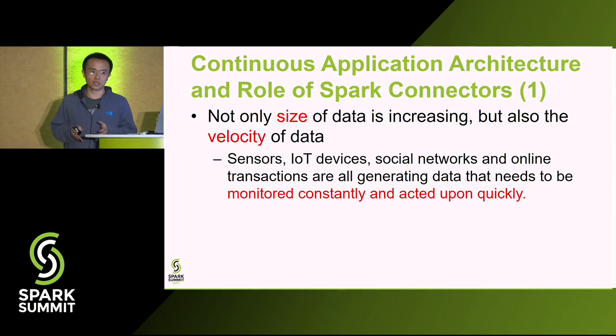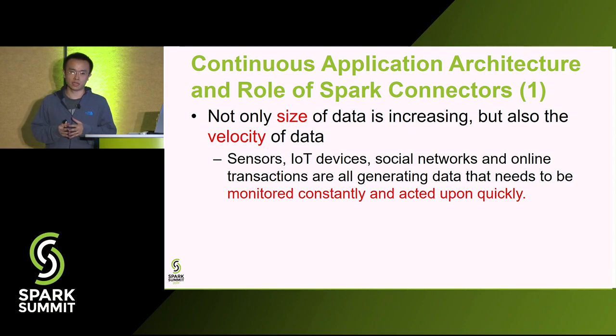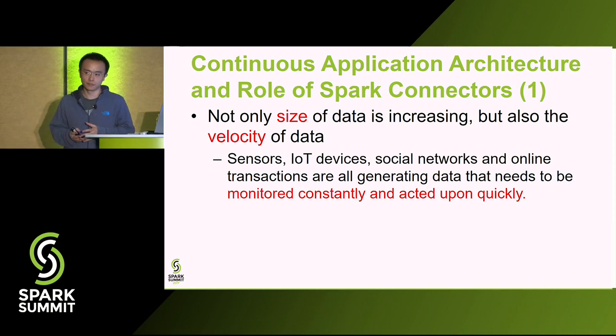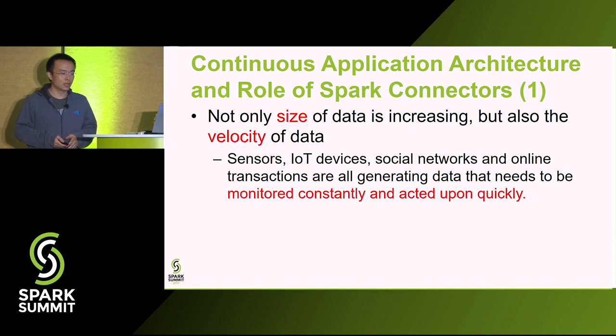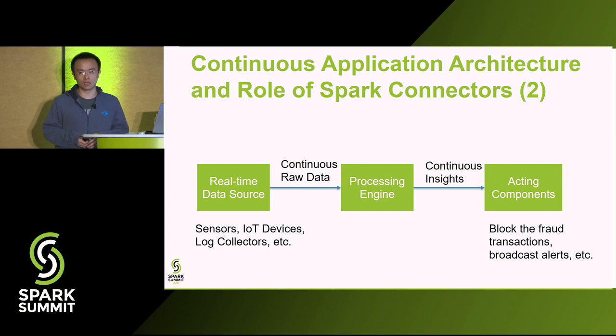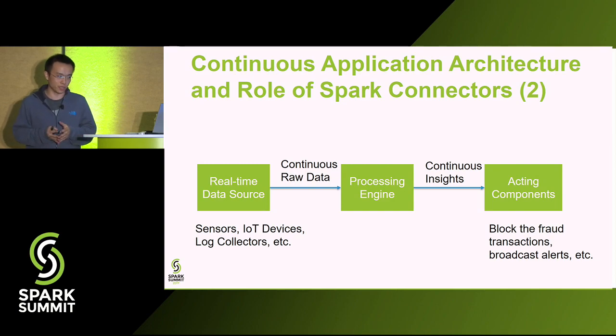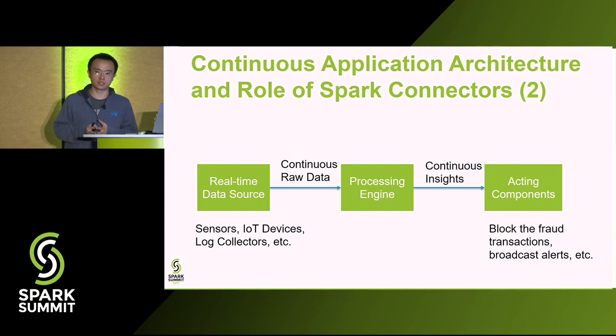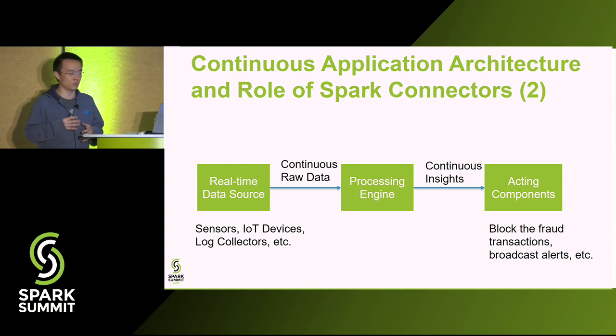So we know that nowadays, not only the size of the data, but also the velocity of the data is increasing. Different devices like sensors, like social networks are generating data continuously. And this data requires us to monitor them constantly and act upon them quickly. So to achieve this goal, the community proposed a new type of application called continuous application. It was mentioned since, I think, last Spark Summit. It was mentioned several times.